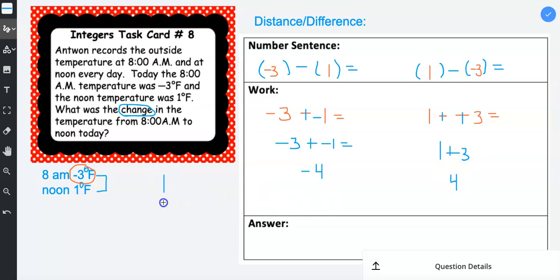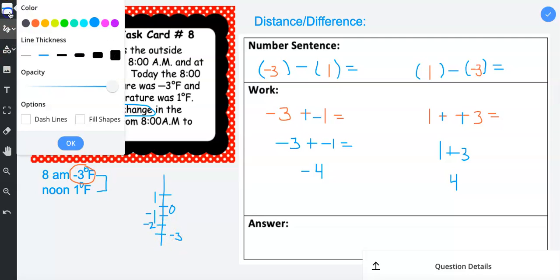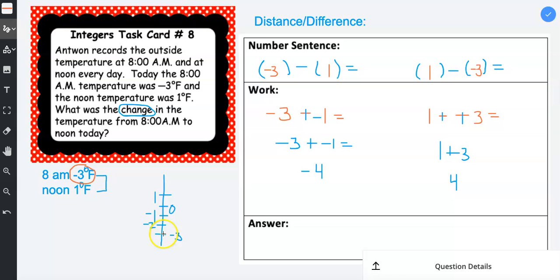If you think about it on a number line, the temperature was -3, and then it rose to 1 degree Fahrenheit. So if you think about the distance between those two, it's a distance of 1, 2, 3, 4. The total distance between those two numbers is 4. That's why I'm talking about, I want you to think of this as a distance problem.